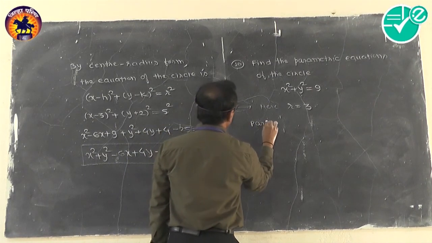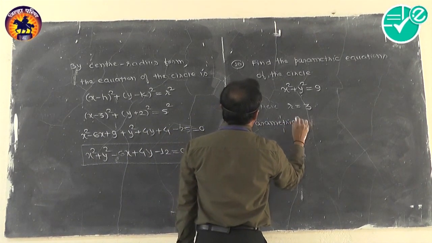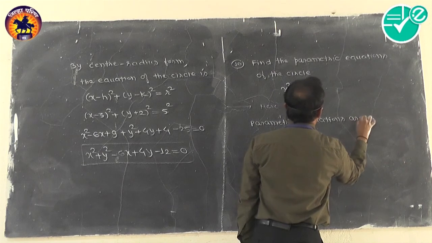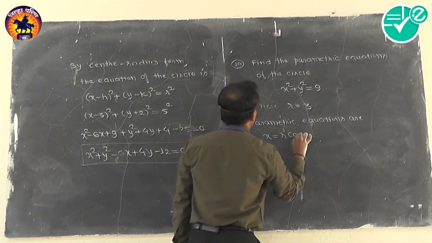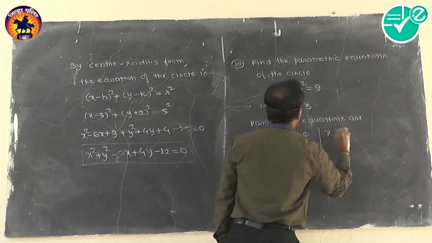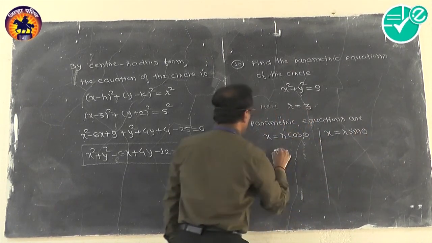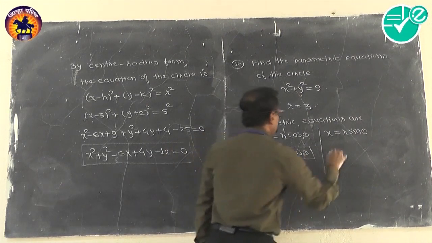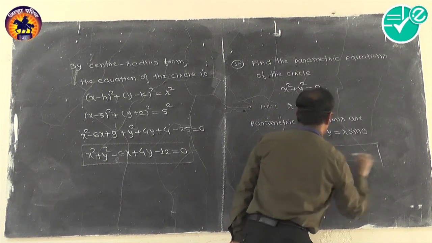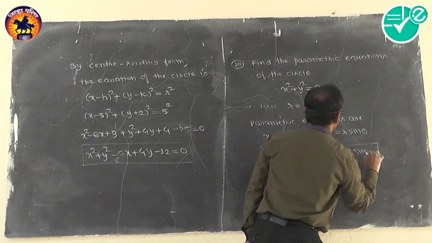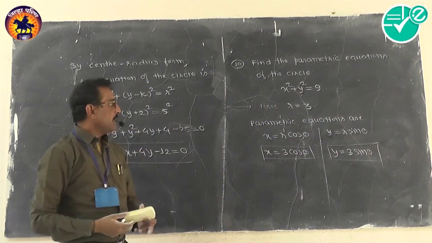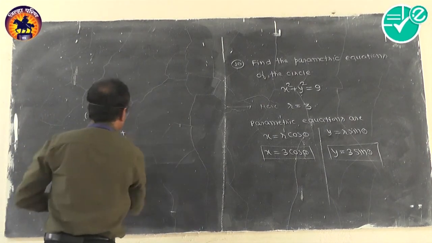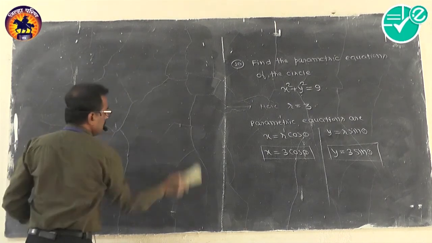So what are parametric equations? Parametric equations are, first is x equal to r cos theta, and second is y equal to r sin theta. So if we place, first is x equal to 3 cos theta, and second, this is y actually. So y is equal to r, means 3 sin theta. So 3 cos theta and 3 sin theta. These two equations are equations of the circle in which form here? Parametric form.